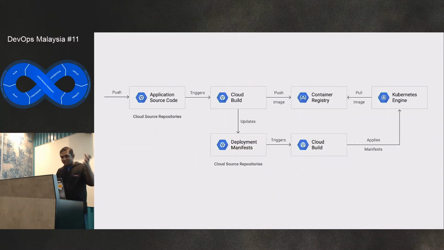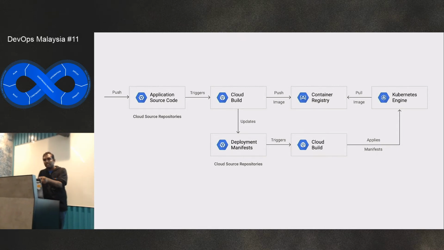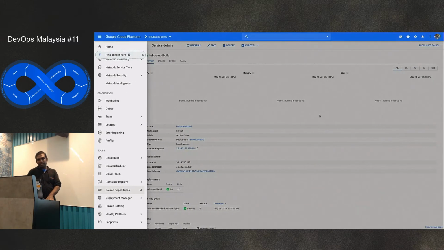So this is what we're going to do. I'm going to do a simple push to my code repo, and then it triggers one Cloud Build to push the built image into the container registry, and then it does another concurrent trigger of Cloud Build to push the new deployment manifest to Kubernetes. Okay. Cool. Let's see how that would work.